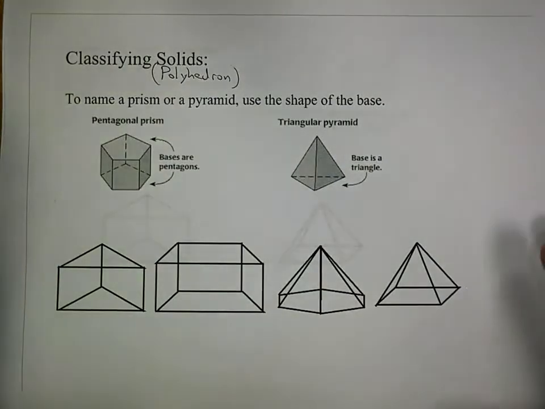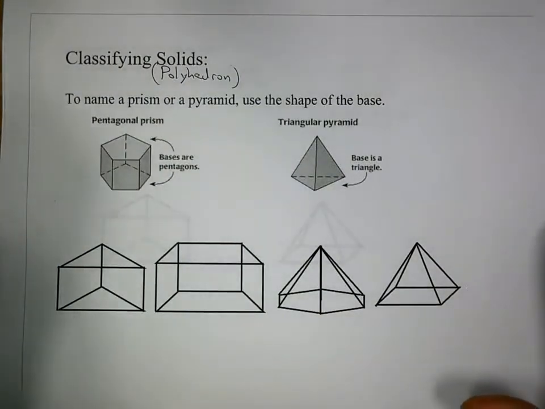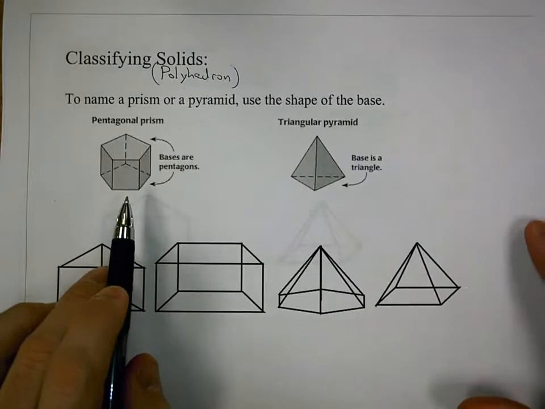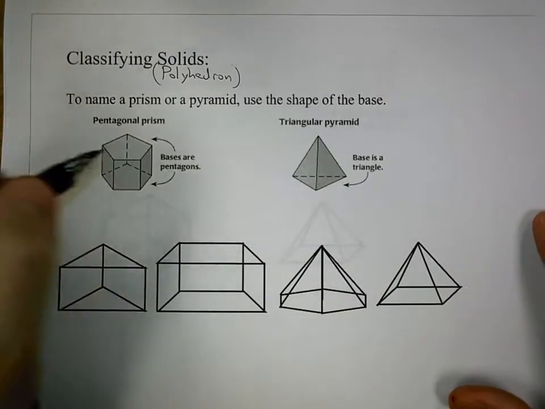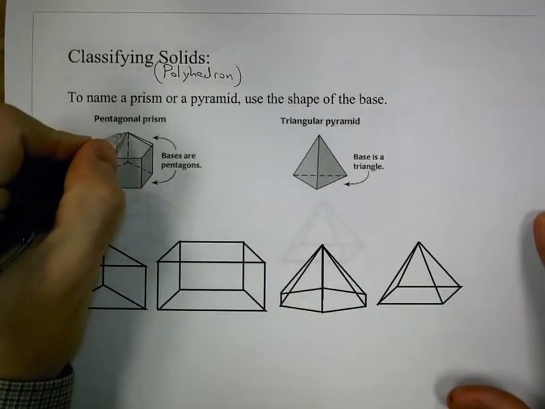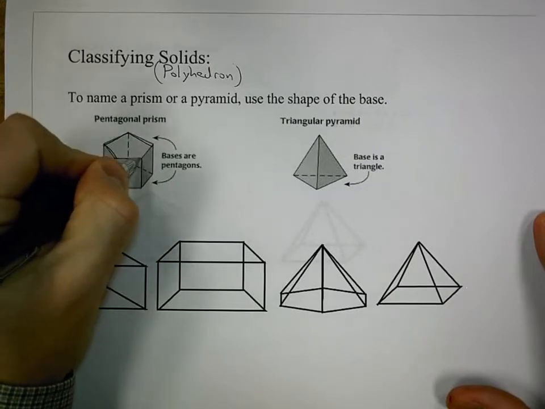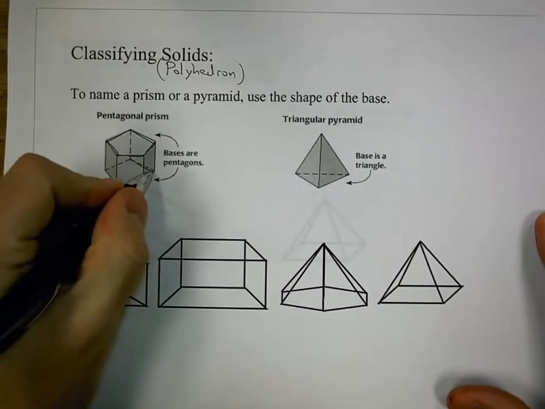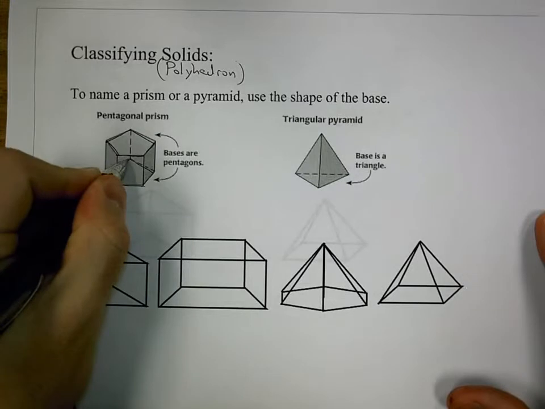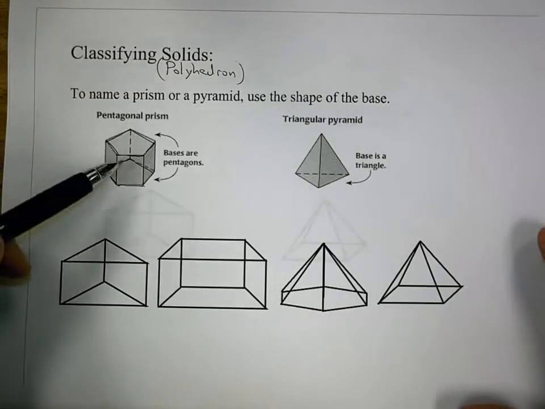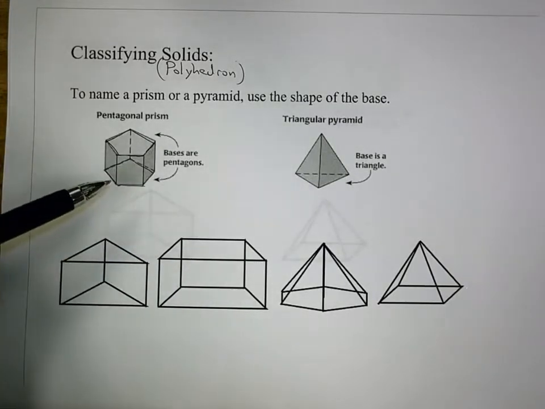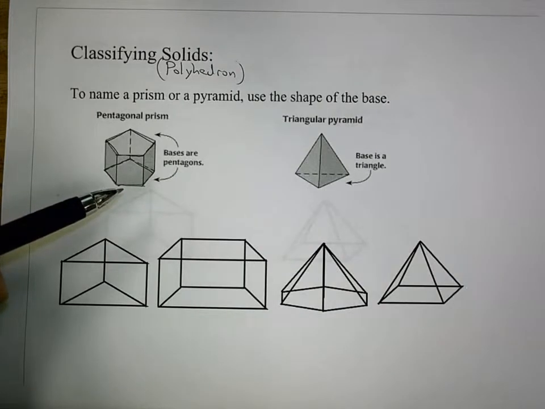So to name a prism or a pyramid, you use the shape of the base. So here I have a pentagonal prism. This is where I have a pentagon on the top and the bottom of the solid. The walls going around it, if this was a room, would all be rectangles, and that'll always be the case for a prism, regardless of the number of sides it has, they'll still have rectangles going around for the walls.